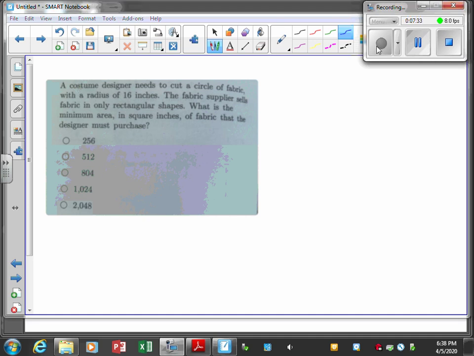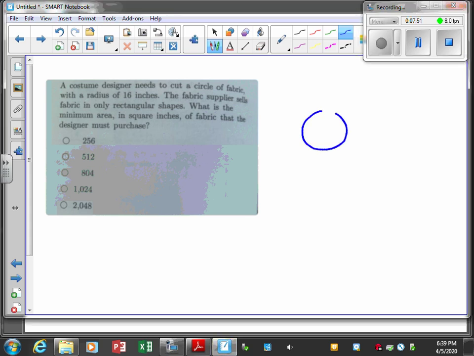All right, a costume designer needs to cut a circle of fabric with a radius of 16 inches. The supplier sells only rectangular shapes. What's the minimum area in square inches that the designer must purchase? So first of all, we have a circle, and the radius, which means halfway from there to there, is 16. If we know the radius, then what is the diameter all the way across? If the radius is halfway and it's 16, that means the diameter is 32.